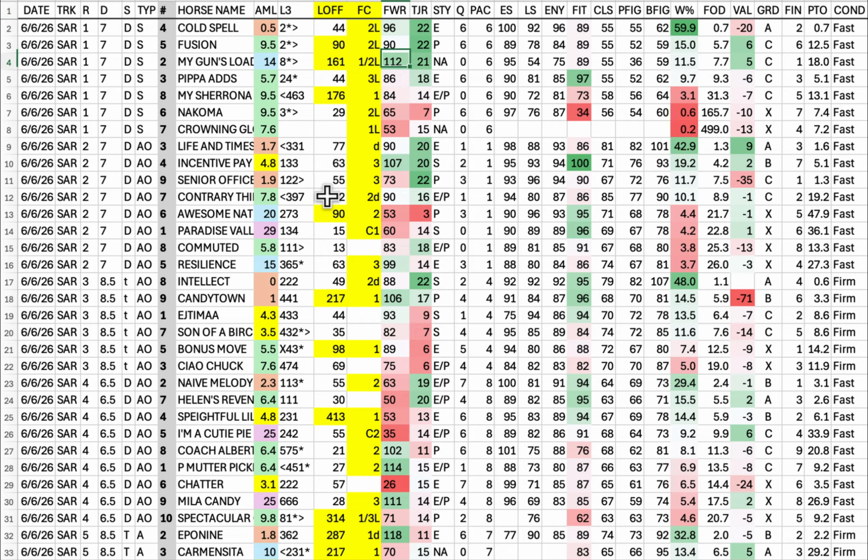So for example, for a horse first off the claim, TGR is going to be really important, okay? But TGR gets factored in almost everywhere.